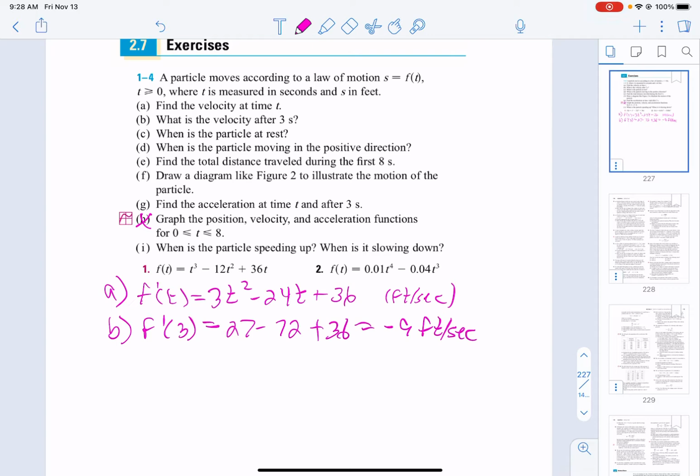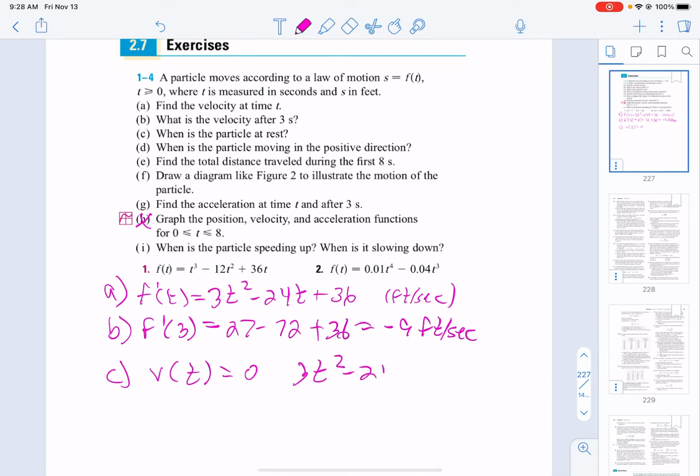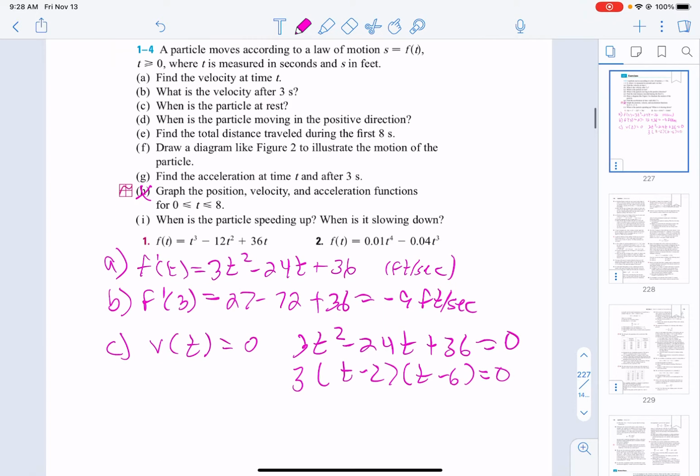Now let's look at part C. When is the particle at rest? You think about that as where the velocity equals 0. So we're looking at that velocity from part A: where is 3t squared minus 24t plus 36 equal to 0? Well, it's factorable. If you factor out a 3, you're left with t minus 2 and t minus 6. And so it has 2 places where the velocity is 0, at 2 seconds and at 6 seconds.